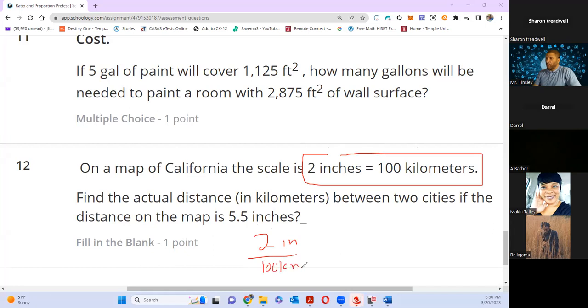So that's what you're going to set up. Okay. Then I'm going to put my equal sign. What else are they giving me? They gave us 5.5 inches. Where's that 5.5 going to go, on the top or the bottom? It's got to go on the top part. Now, since you can't use equivalent fractions, we got to cross multiply. All right. Okay.